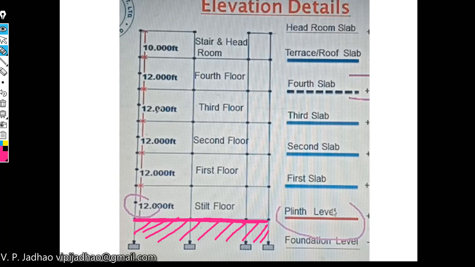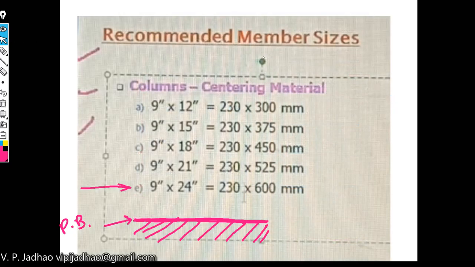So from which height will we have a slab? The first height where the slab starts is your first floor slab. At the plinth level, we will have plinth beams. So these are the different levels of your buildings. Then we will see which are the recommended member sizes of your building components.